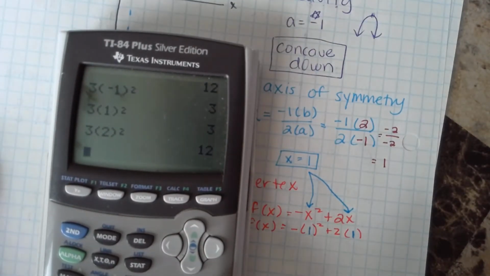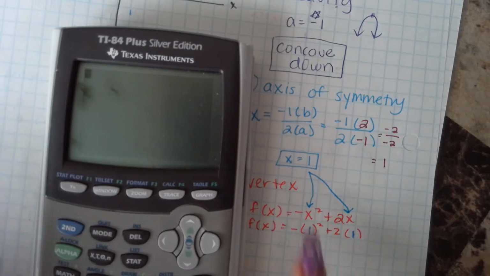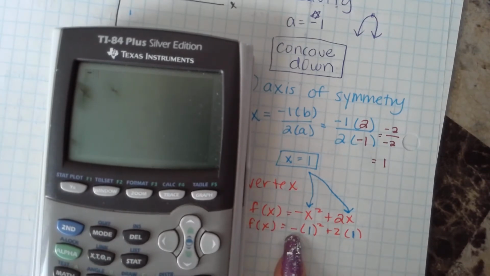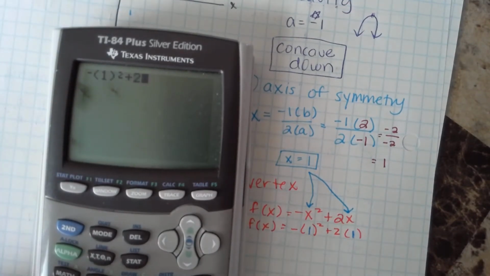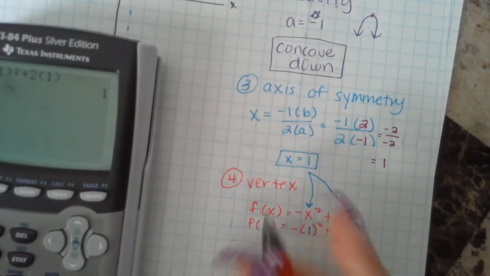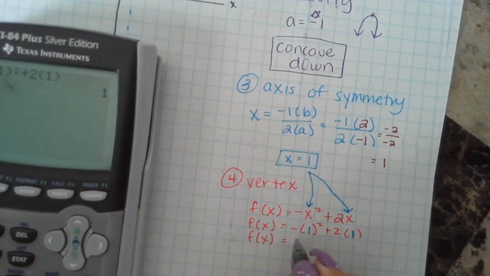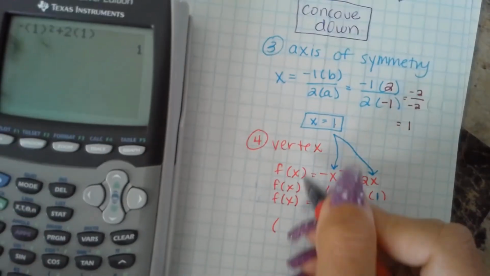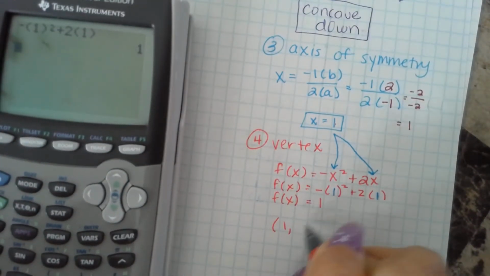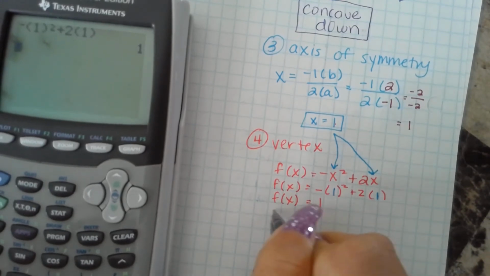Now let's put this into our calculator and let's put it in exactly, right? So I'm turning on my calculator. I'm going to clear out whatever we did. So I have negative, parentheses, 1 squared, don't forget that negative here because I have a negative out here, plus 2 times 1. And I get f of x equals 1. So our vertex is x is 1 and y, or f of x, is 1. So this is our vertex.